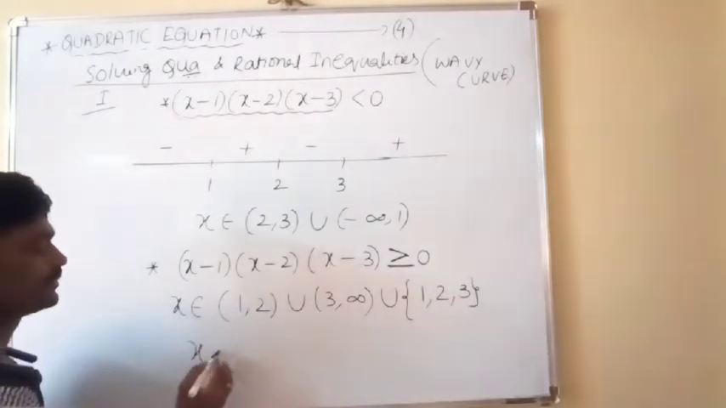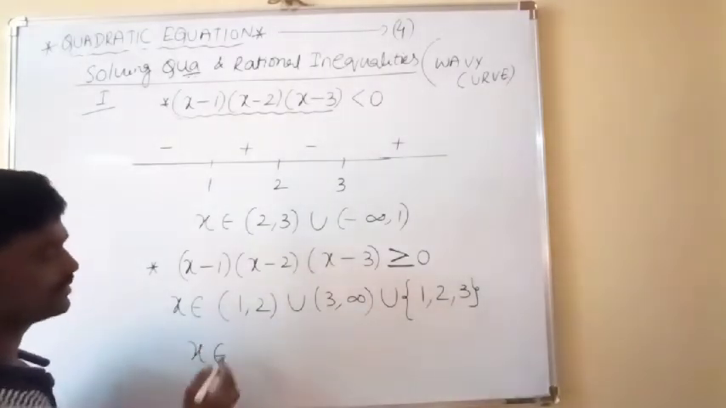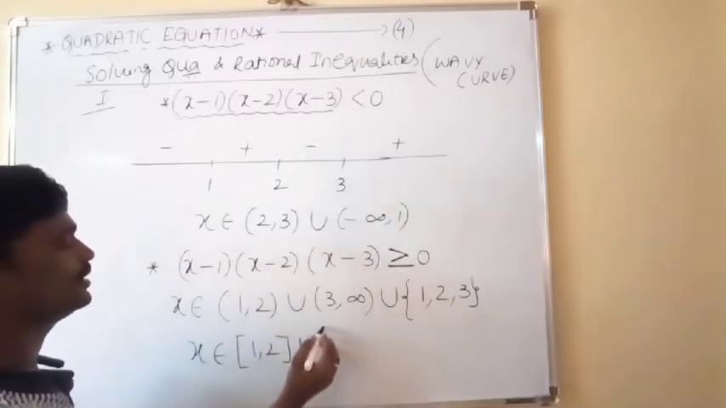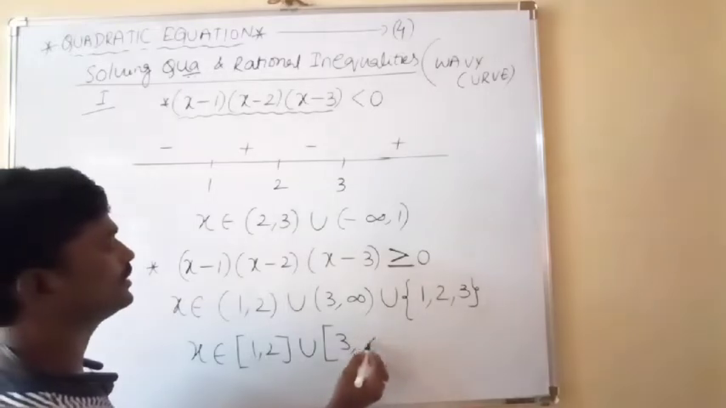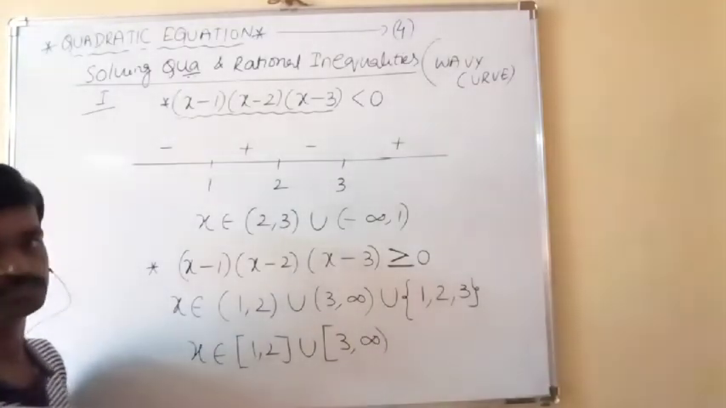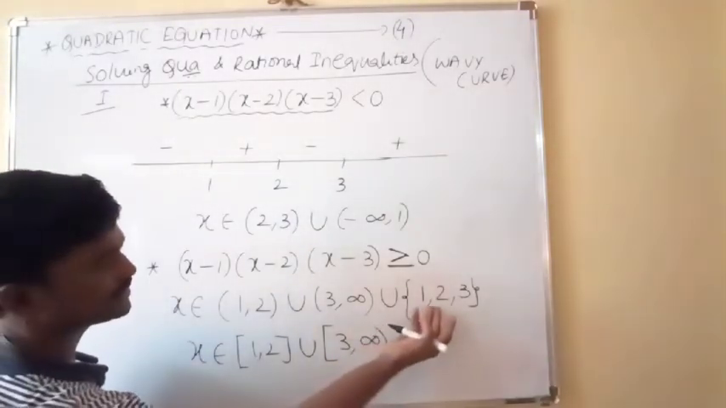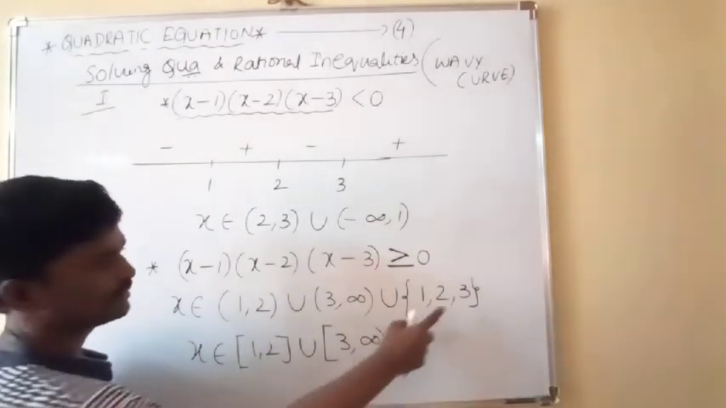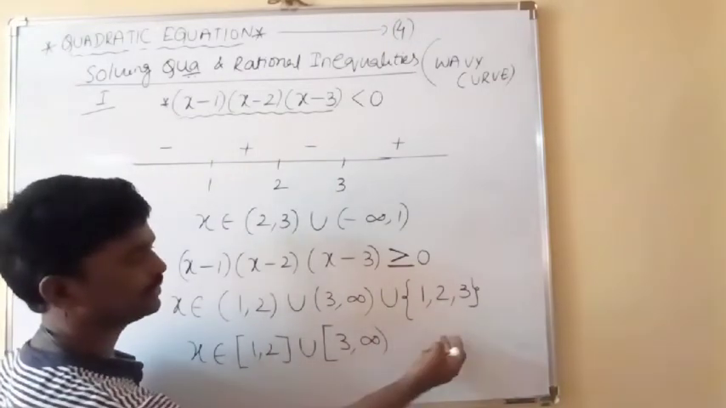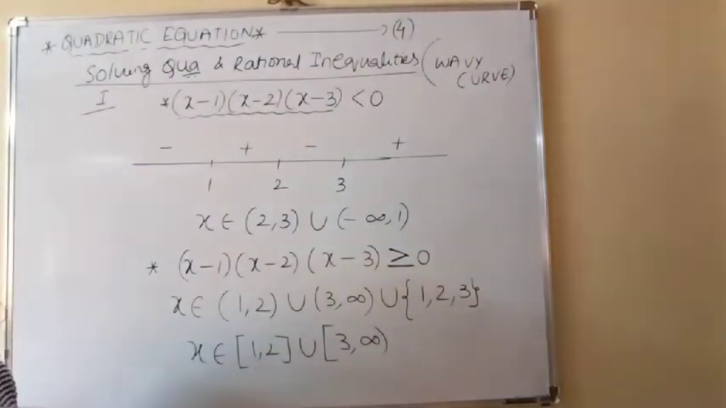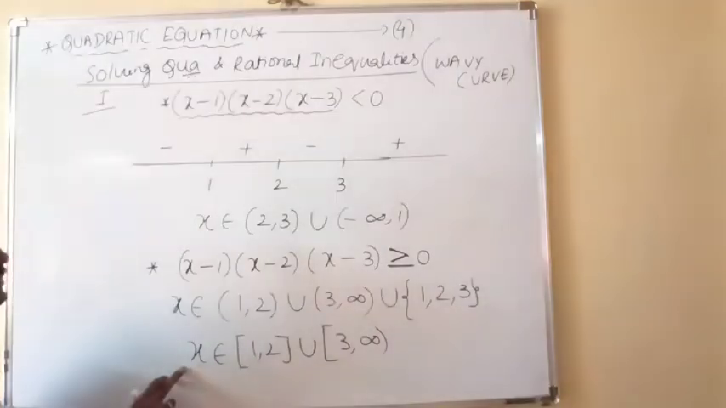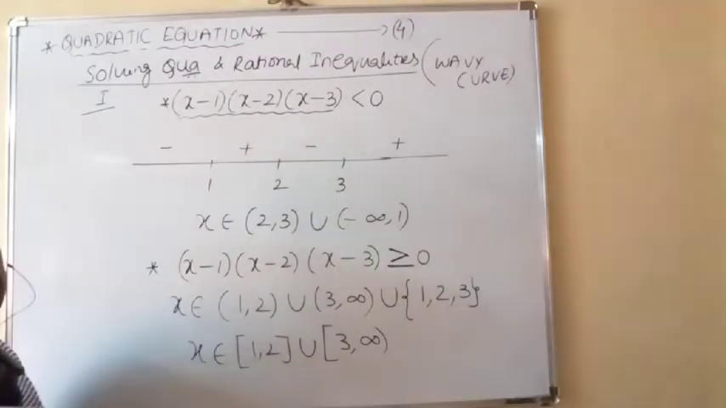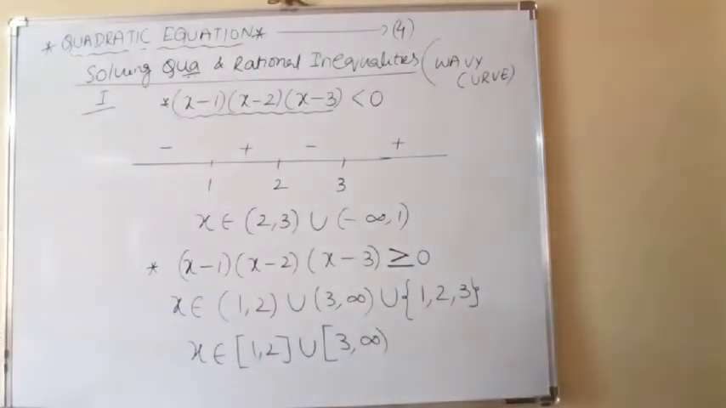So this union of the sets can also be written as the closed interval 1 comma 2 union the left closed, right open interval 3 comma infinity. Am I correct? Because in the solution set, x values 1 and 2 are also included. Here I included them, so no need to write 1, 2 again. And 3 is also included here, so no need to write the union set 1, 2, 3. This is the solution for this inequality. Okay, so take one more problem.